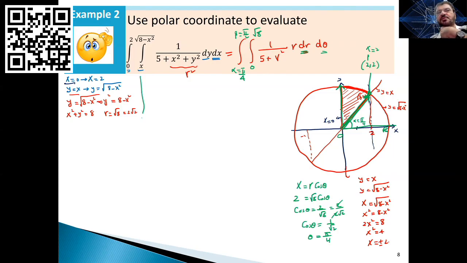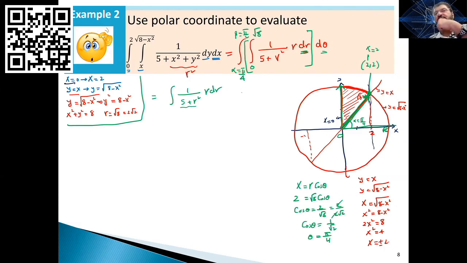Now what do we do? We proceed with the integral. So now we need to integrate this. What do we do usually? We box the inside. We integrate with respect to r, guys. Okay, let me do it here. What's the integration of 1 over 5 plus r squared, then r dr?